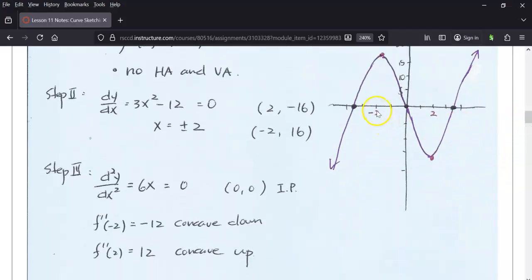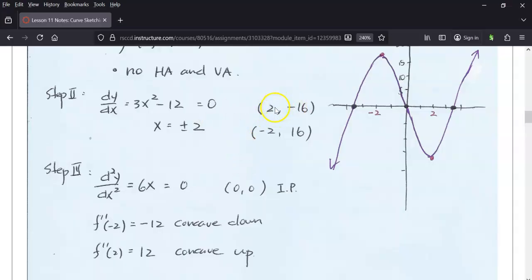What you do is, for example, how do you know this point is going to be a maximum or minimum? You take this negative 2, plug it into the second derivative. It turned out to be negative. Negative means concave down, according to the second derivative test. So at this point, you can expect your function is concave down. Now, concave down also means what? Maximum point.